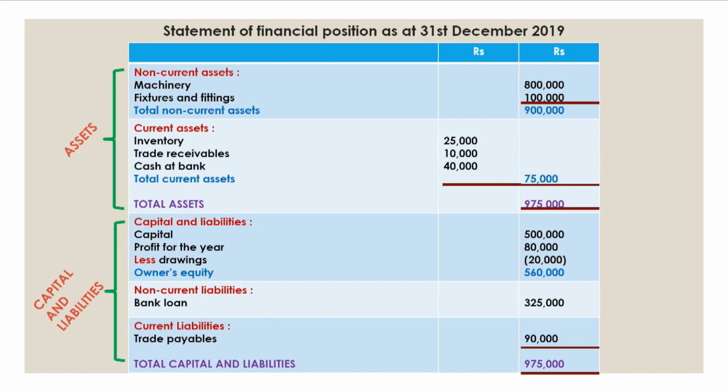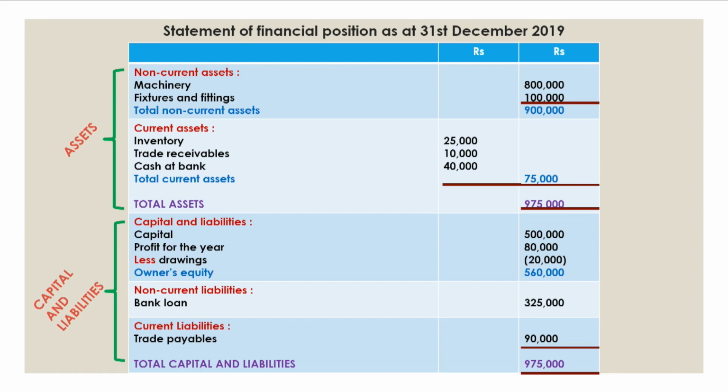Let's now record the capital and liabilities. First, we have capital of 500,000 rupees. Second, profit for the year 80,000 rupees, less drawings 20,000 rupees. Remember to put drawings amount into brackets. Therefore, owner's equity is 560,000 rupees.